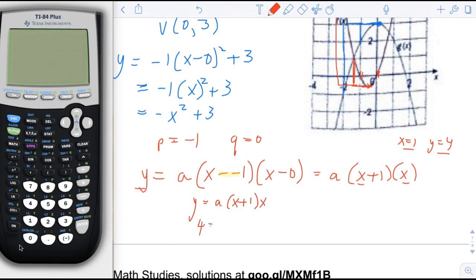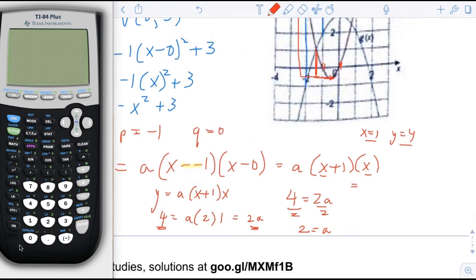We're going to get 4 equals A times 1 plus 1, which is 2, times 1, which is 1. So we have 4 equals 2A. So A is going to be equal to 1/2, right? If I divide both sides by 2, I'm going to do this in a separate place, because we're going to rewrite here 4 equals 2A. So I write this and I write this next to each other. Then I'm going to do the algebra. I'm going to divide both sides by 2. I'm going to end up with A equals 2, right? So if A equals 2, I can rewrite my factored form as 2 times x plus 1 times x.